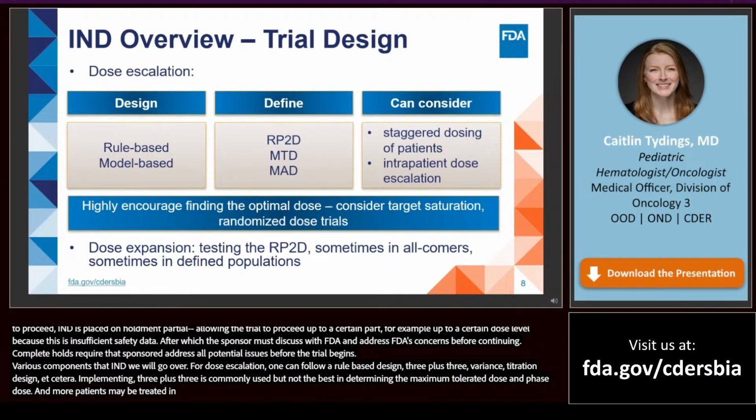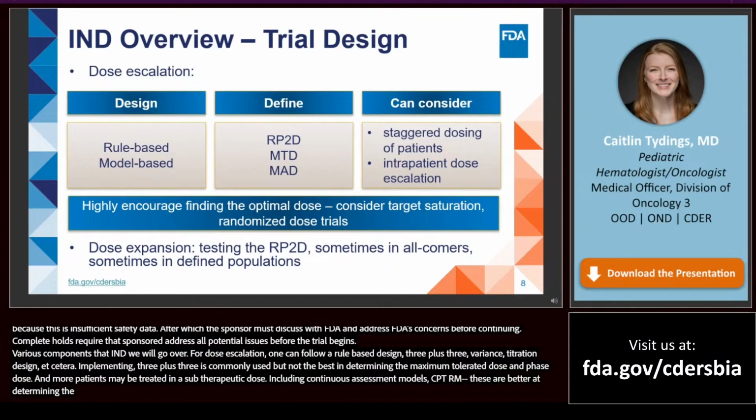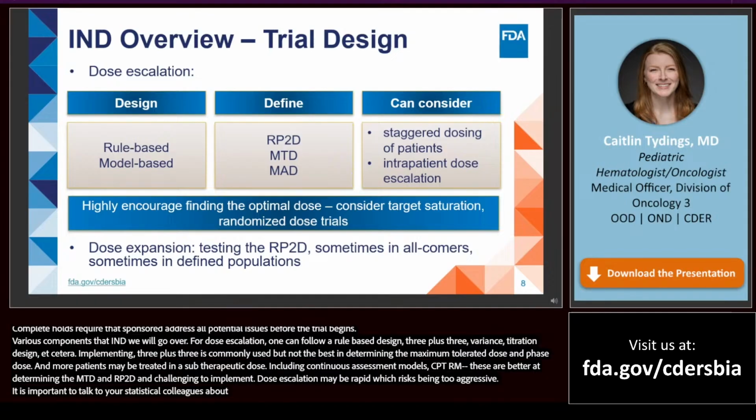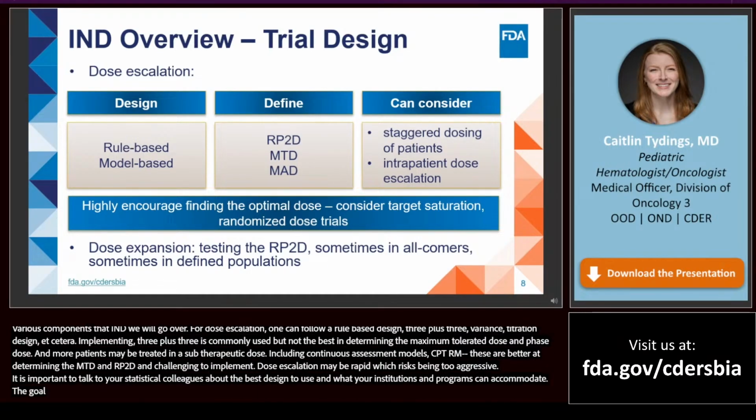Model-based designs use statistical models, including continuous reassessment model, CRM, modified CRM, Bayesian optimal design, etc. These are better at determining the MTD and RP2D, but are more challenging to implement and require biostatistical support for decision-making. Dose escalation may be more rapid, which risks them being too aggressive, and if there's no overdose control, you may treat more patients at a toxic dose. It is important to talk to your statistical colleagues about the best design to use and what your institutions and programs can accommodate.